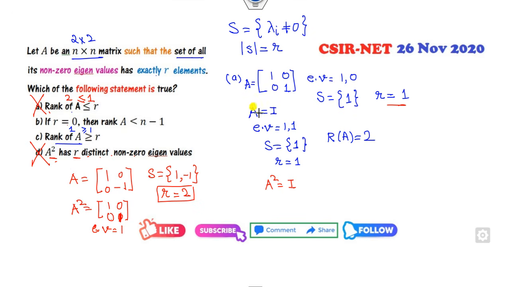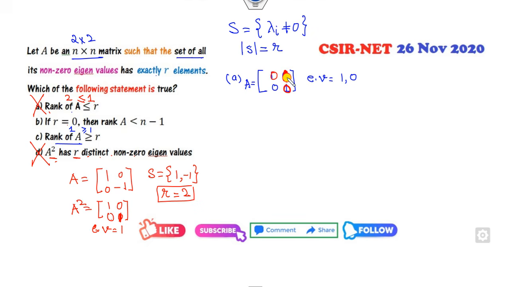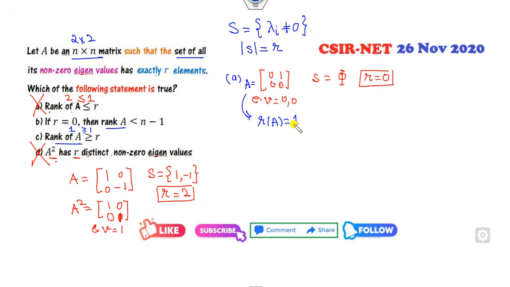If R is equal to 0, I can take one example of R equal to 0. That means I can choose a nilpotent matrix. I can choose any matrix, say 0 1 0 0. Then the eigenvalues are 0 and 0. So S will be empty, cardinality will be 0. Then if R is equal to 0, what is the rank of this matrix? The rank of this matrix will be 1. But clearly 1 is less than n minus 1. Not possible. So the only remaining option, C, is the right answer.